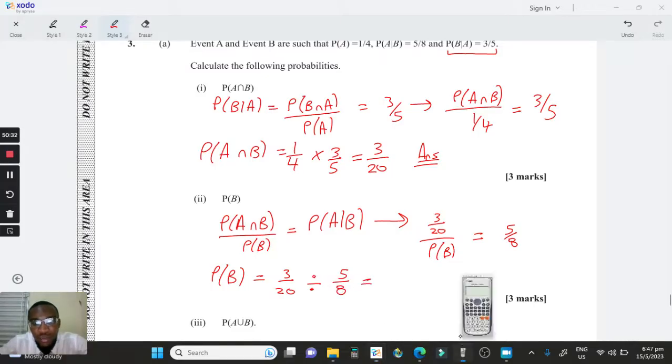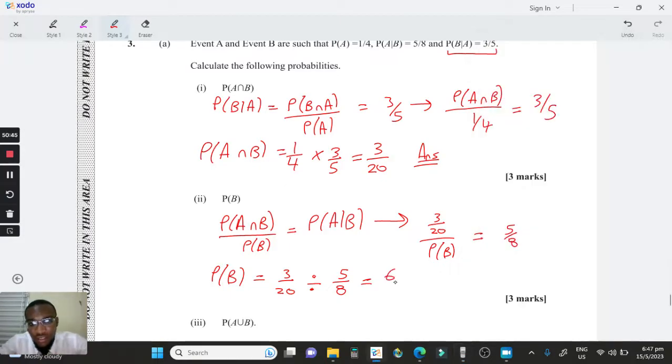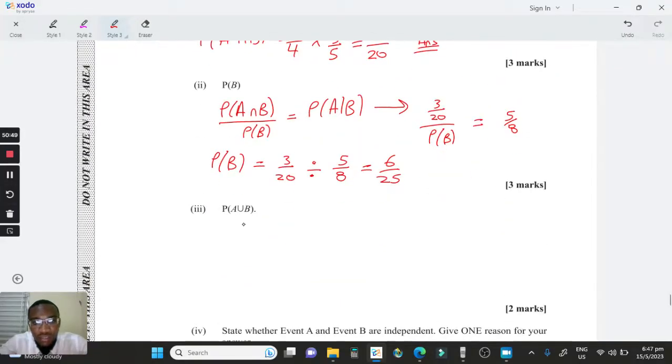And I'll just put that in the calculator to save time. 3 over 20 divided by 5 over 8, which is 6 over 25. Now we want the probability of A union B.